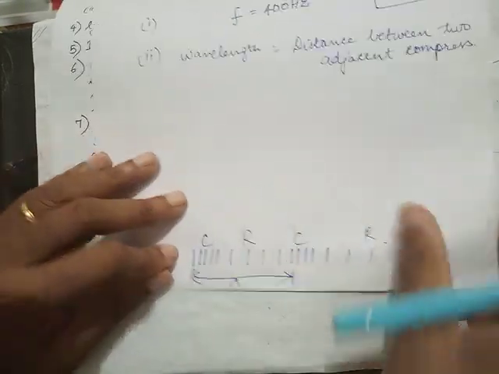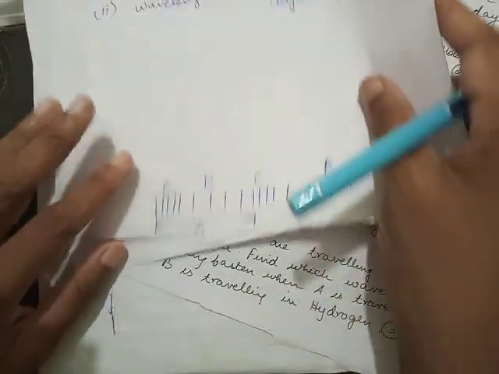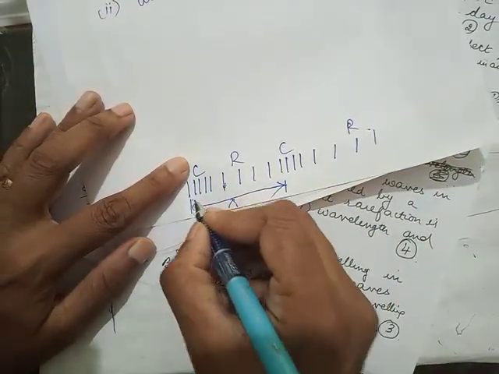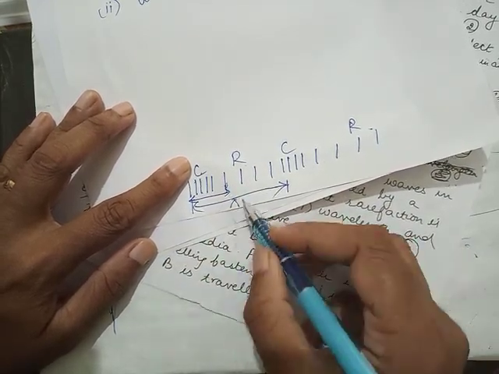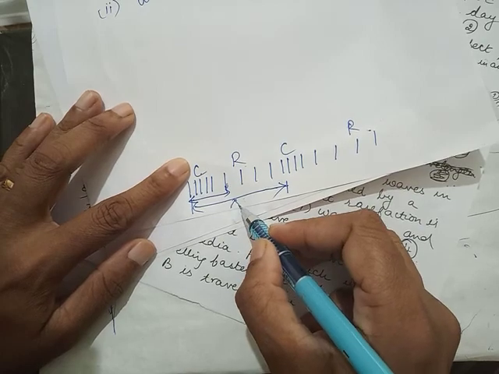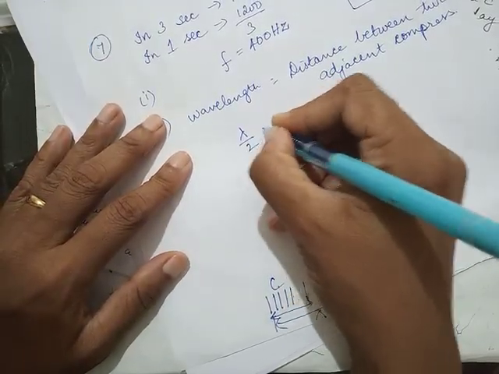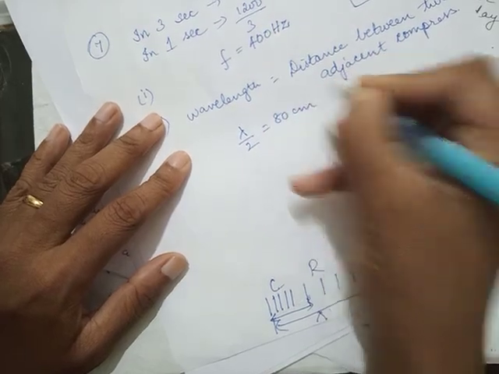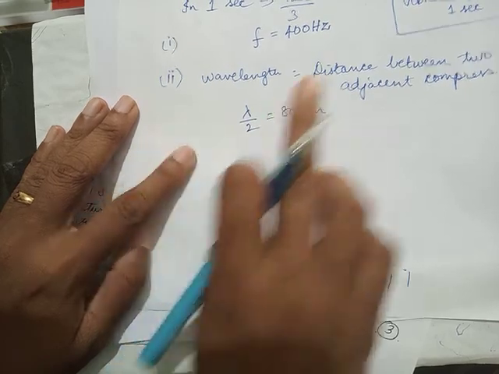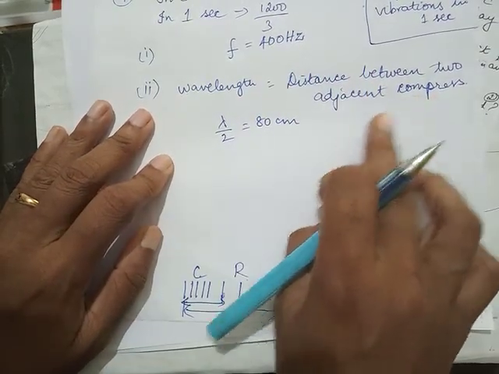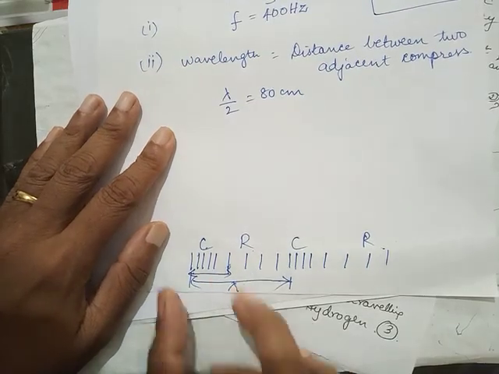But what they have given is the distance covered by a compression and an adjacent rarefaction. Now what they have given is this distance between a compression and a rarefaction. That will give only half of the wavelength lambda. That's the reason why we write lambda by 2 is 80 centimeter. What they have given is only half of the wavelength, because the definition of wavelength is the distance between two adjacent compressions. If it is between a compression and a rarefaction, it's just half.